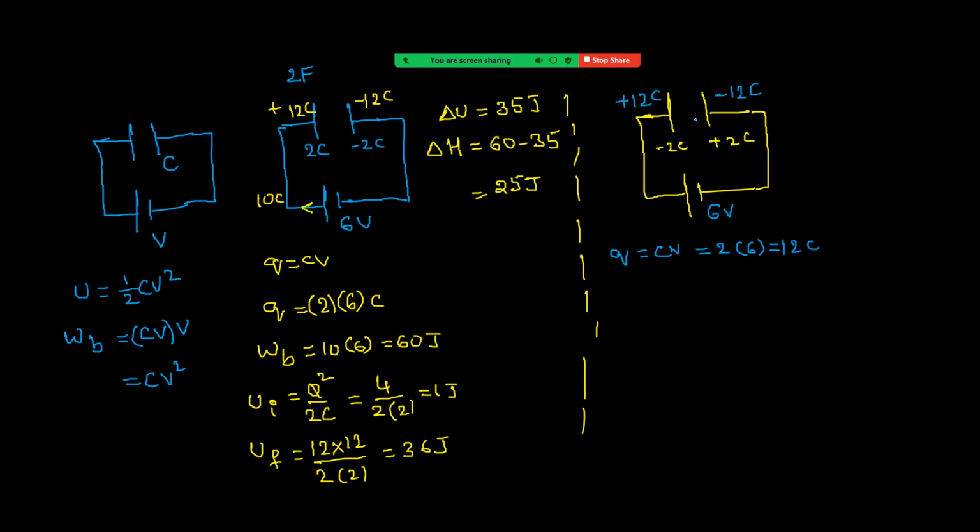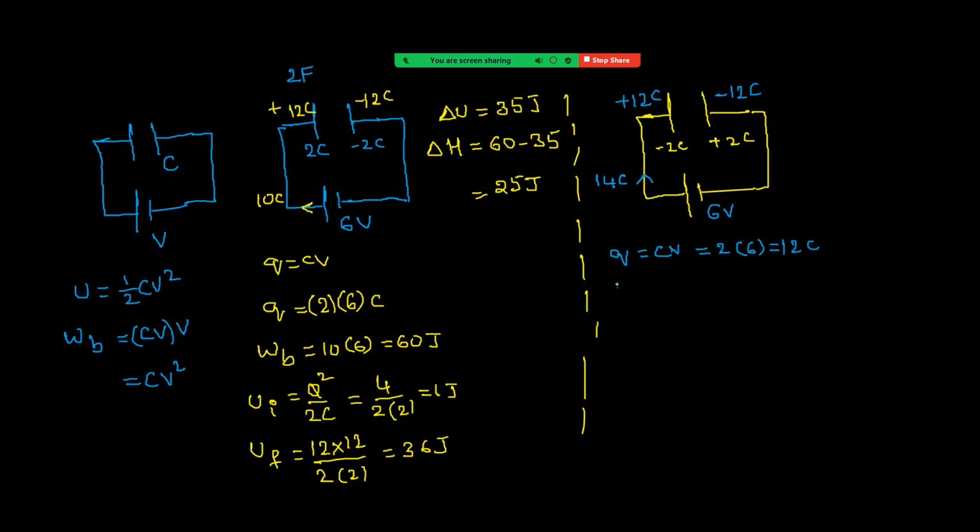Now see carefully. Initially the charge was minus 2 coulomb. Now the charge is plus 2 coulomb. So how much charge has flown through the battery? That is 14 coulomb. From low potential to high potential across the battery, how much charge has flown? That is 14 coulomb, right? Then net becomes plus 2 coulomb.